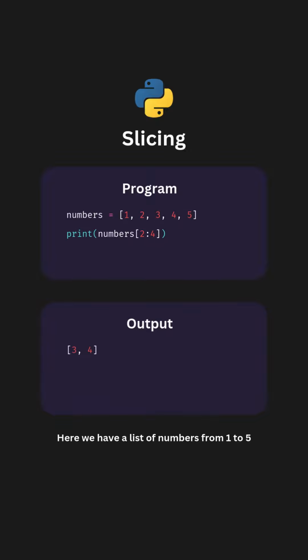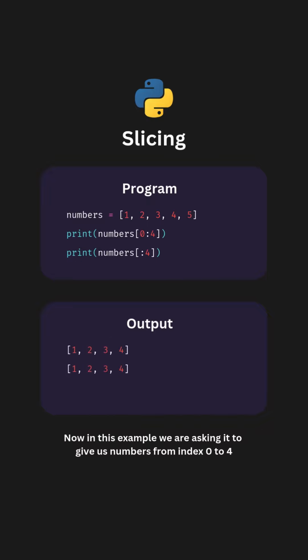Here we have a list of numbers from 1 to 5. We are asking it to start at index 2 and end at index 4, thus giving us the values of 3 and 4. As can be seen, the number at the fourth index was excluded, as the index given in the end slice parameter is excluded from the new list.